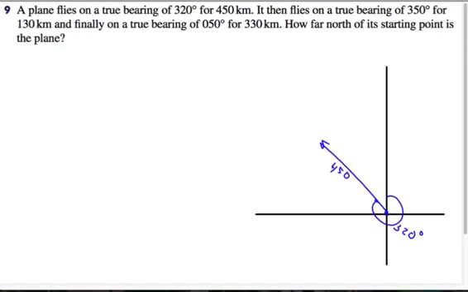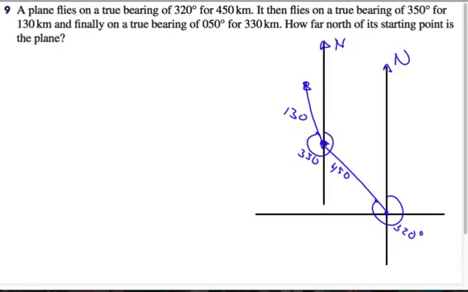Then it flies on a true bearing of 350 degrees from the north. Well, the north is still the north. It didn't change. So I can just create a new north line at the point where the plane now is. So the plane's now here, and I've got a new north pointer. Here I've got a north pointer as well. So from this dot, it's going on a course of 350 degrees, which is almost full circle. So it's going up very steeply there. So it is 350 degrees for 130 kilometers.